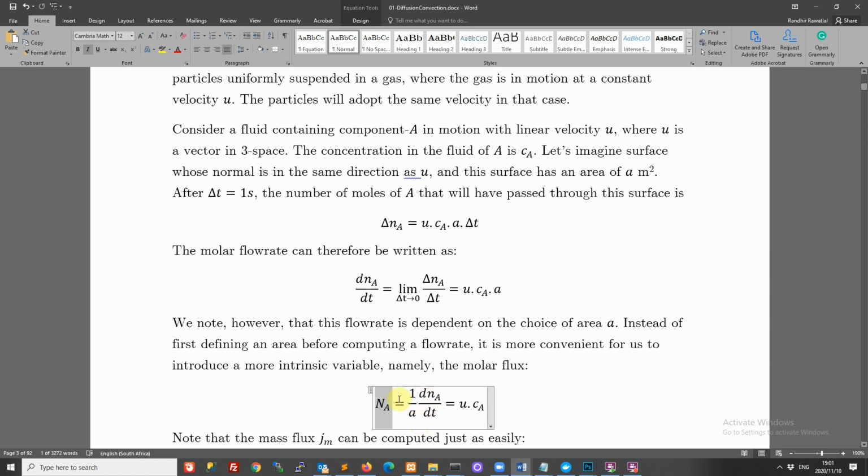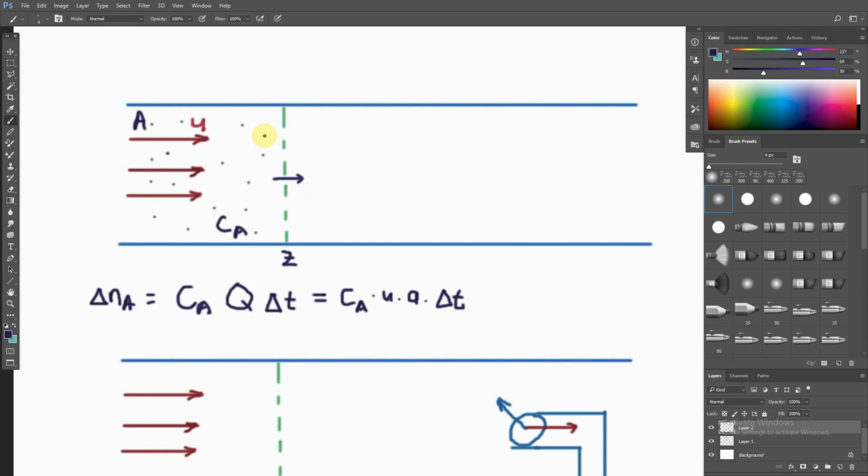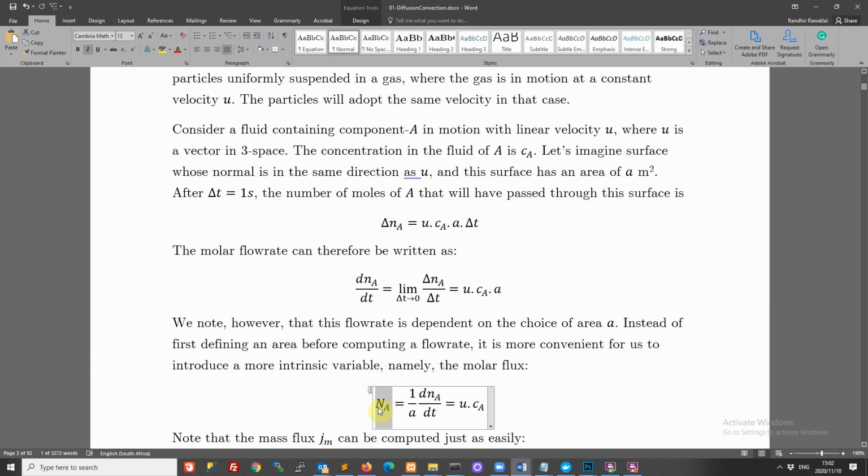So dNA/dt divided by the cross-sectional area that it's passing through is our estimate of what we call the flux. So the flux tells us the moles per second per area. So it's more intrinsic. It's no longer dependent on the area that our fluid is passing through. It simply tells us the tendency of that fluid to transfer component A. So this flux is a nice general variable, and if we want to find the equivalent rate between this tube and another tube of a different area, we simply do that by taking the same flux and multiplying by the new area.